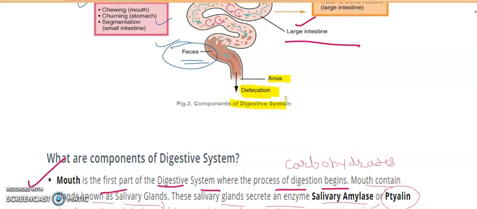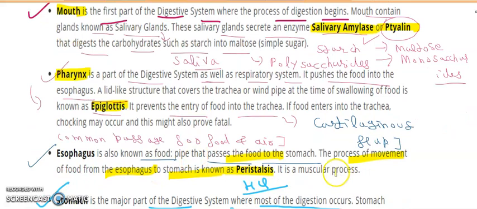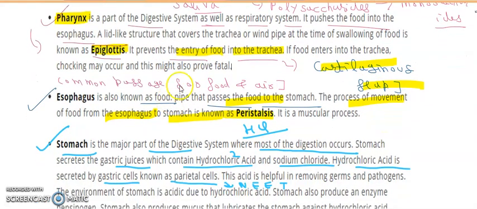I hope the components of the digestive system are clear to you. Main points related to it: like the mouth, where we discussed the main thing, salivary amylase or ptyalin enzyme. Then the pharynx, which is the common passage for food and air. After that, the epiglottis, a cartilaginous flap which prevents the entry of food into the trachea. Then the esophagus, where the movement of food from the esophagus to the stomach is called peristalsis.